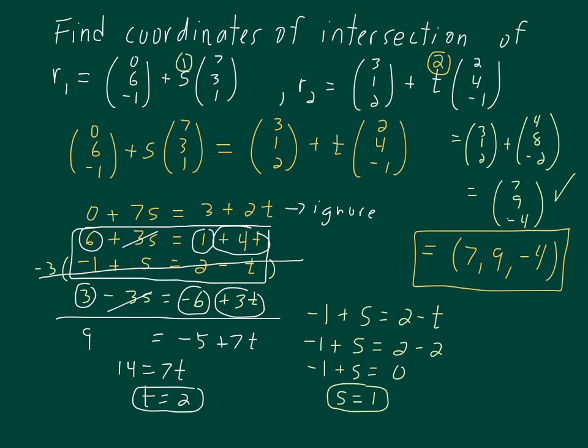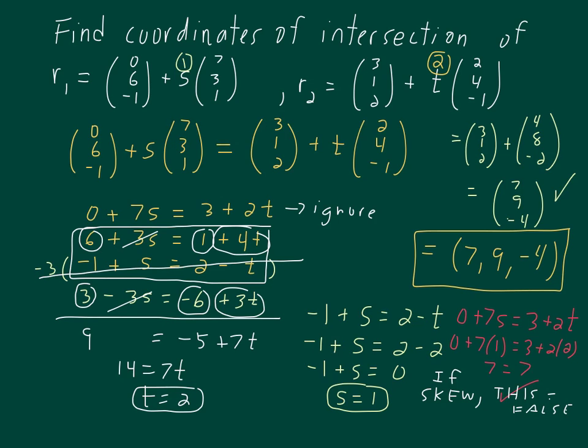Now, if we had to determine or prove whether they were skew, we would have to go to that ignored equation, which we said was this top one, and plug in these parameters. We found that s was 1 and t was 2. Well, notice how we get 7 equals 7. That confirms that they intersect. If they were skew, this would not check out. So let's jot that down: if they were skew, that would be false. You would have something like 8 equals 9. It would not check out.